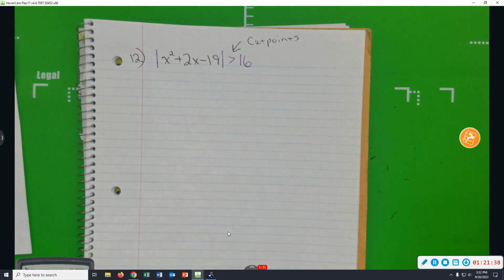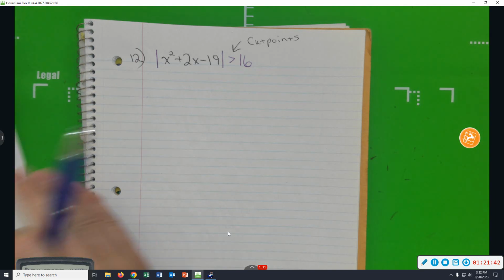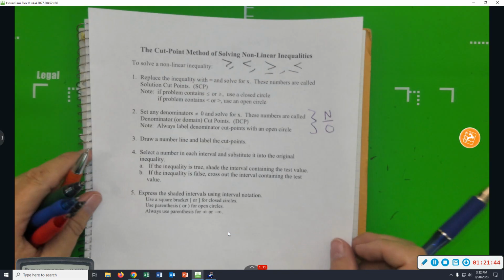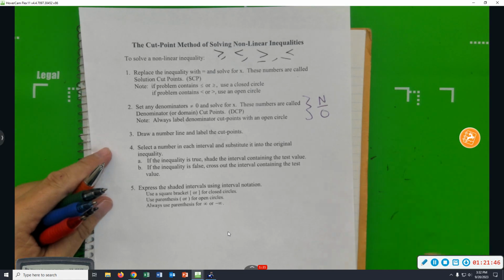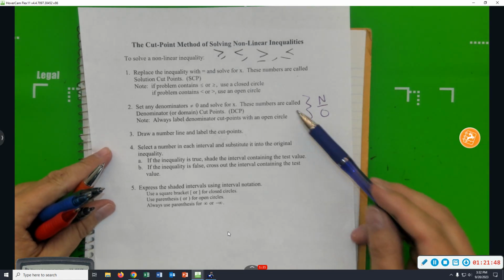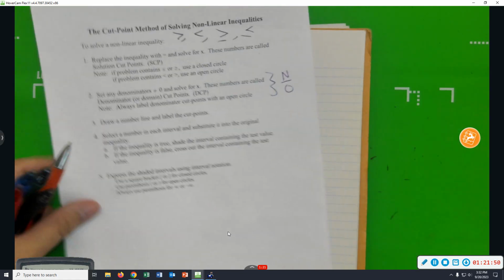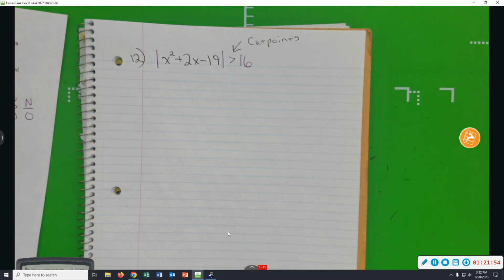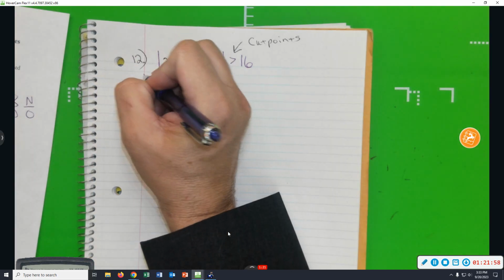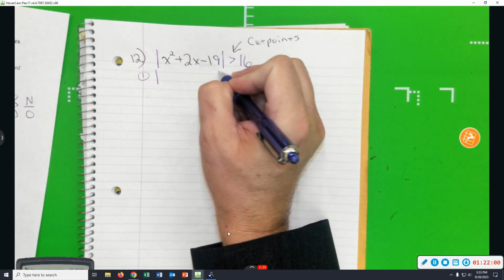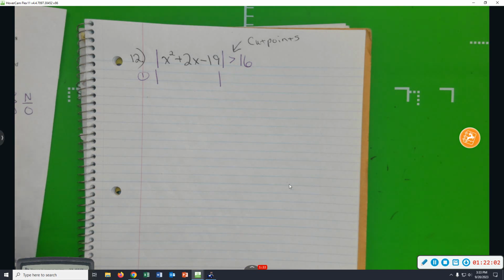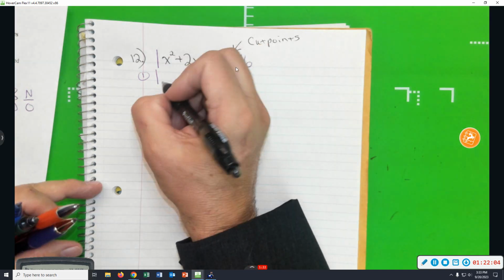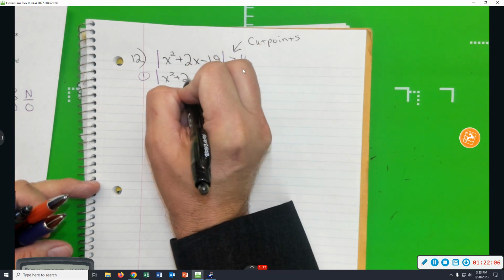The first thing we're going to do. Oh, and what did y'all say? Are we going to have any denominator cut points? No, so no matter how bad this problem is, at least we get to skip step number 2. But here we go. Wait, let's review something that we did. First step: we replace that greater than with equals.